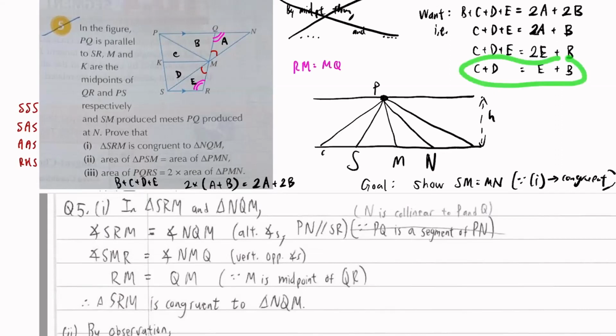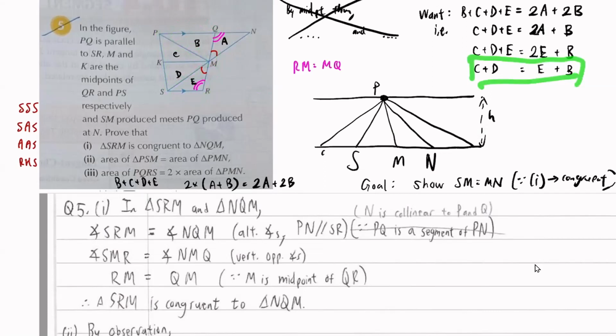Then after you're done with the algebra, you bring it back into the picture and think, what's C plus D? This fella here, right? The area of triangle PSM. What's E plus B? It's the other part. Okay, so they are asking us to prove this is true.